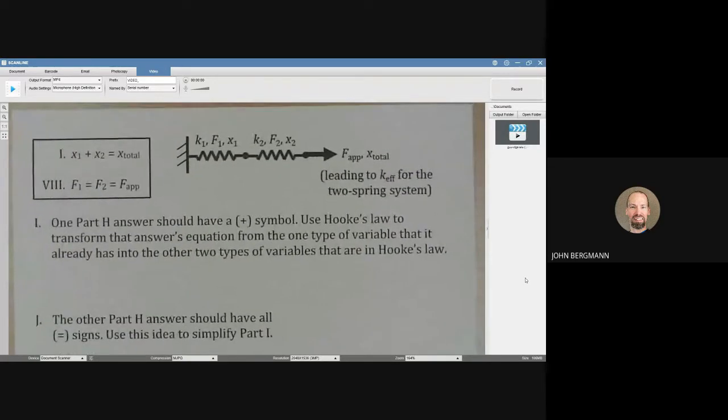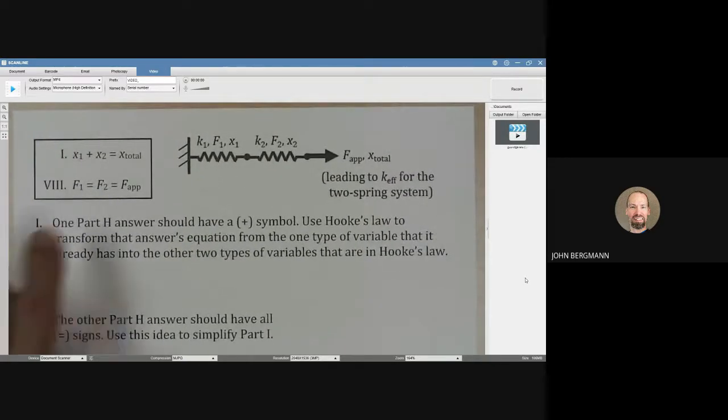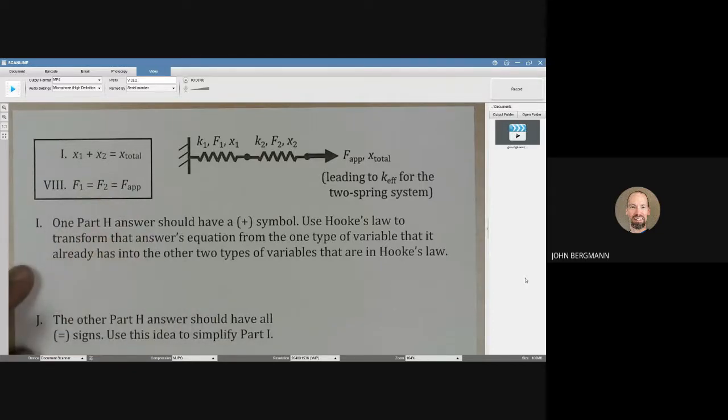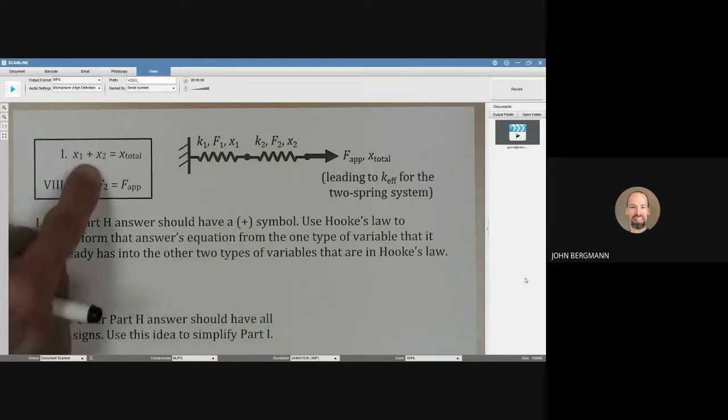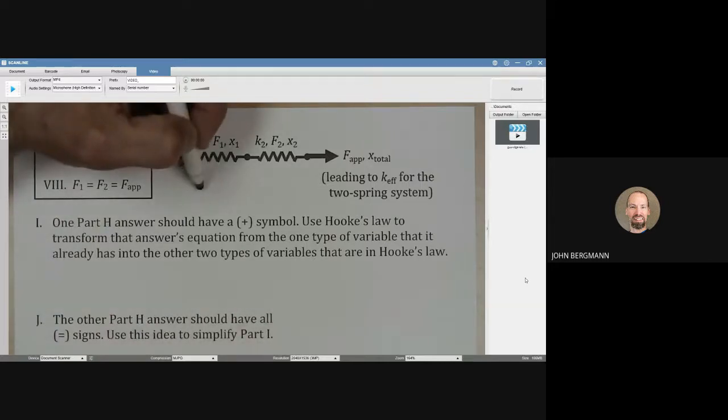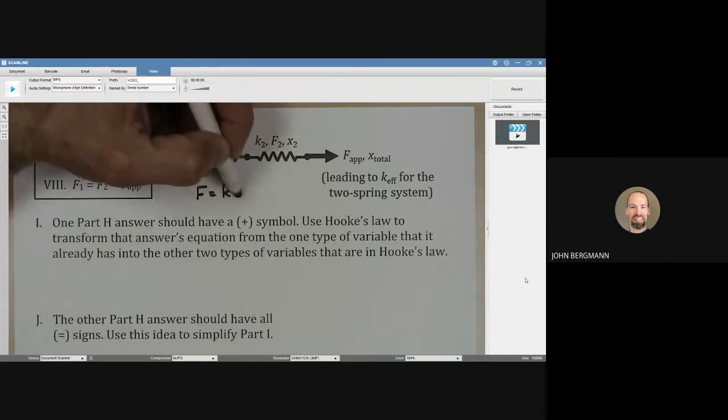We're going to use those ideas then right here. I've recopied our correct answers from the previous page right there. One of our part H answers should have a positive symbol in it, which is that one right there. We're going to use Hooke's law. We're going to transform that answer's equation from the one type of variable that it already has, which is x, into the other two types that are in Hooke's law. Hooke's law, you recall, is that the force is equal to k times x.